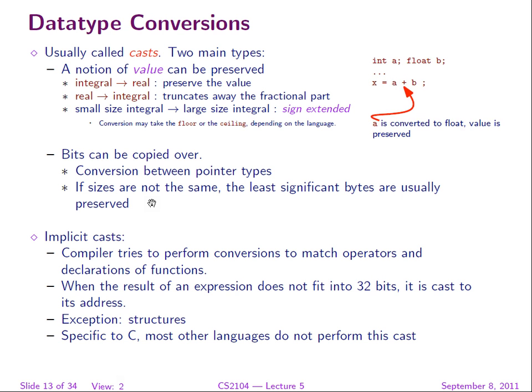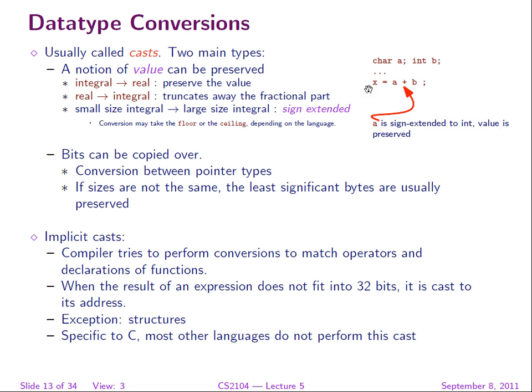Well, we have a type hierarchy, where integer is on a lower level than float. We always try to convert the lower type in the hierarchy to the higher type. So the compiler will say, well, I can convert the integer to a float, and then I have an addition between two floats, and that's legal. So an implicit conversion of int to float will be performed there.